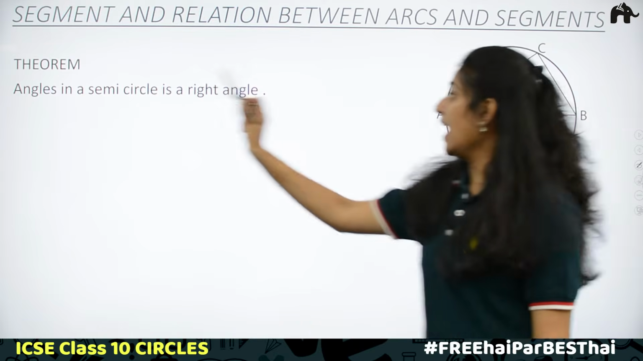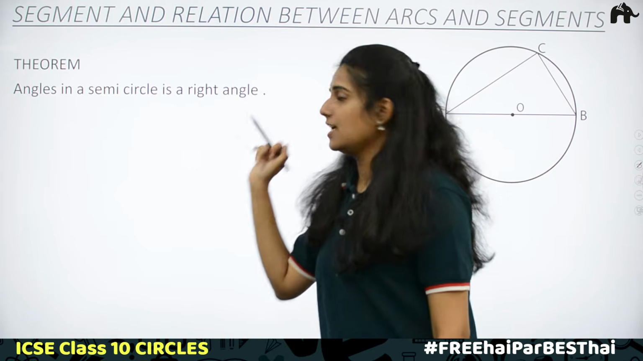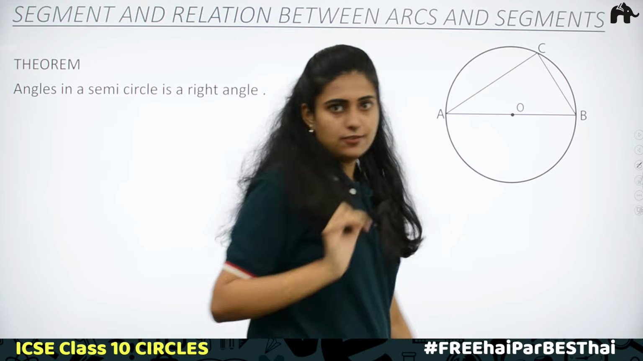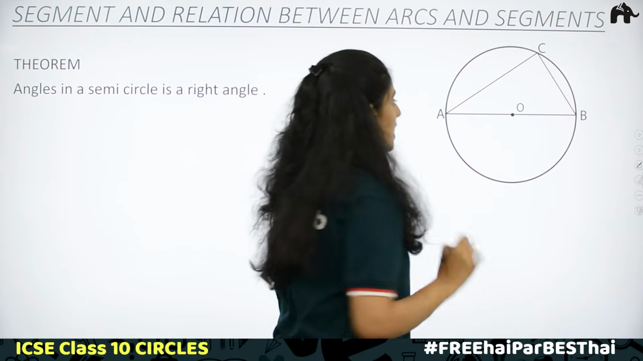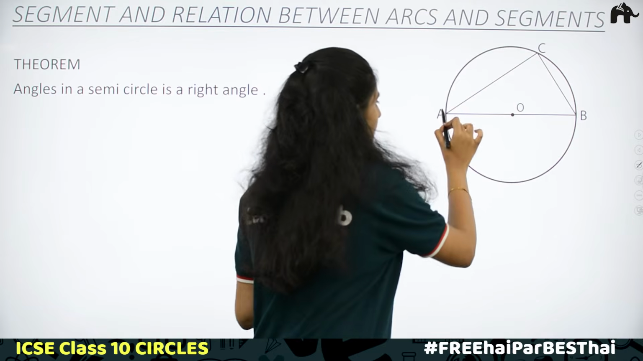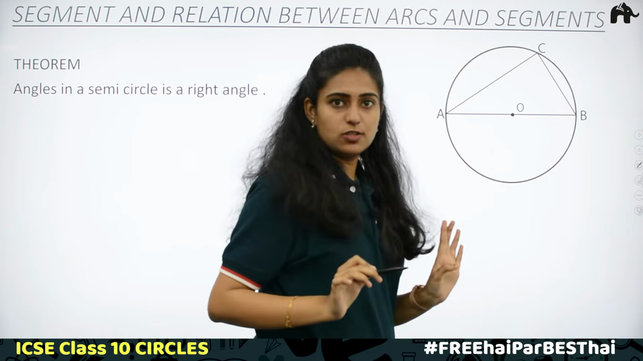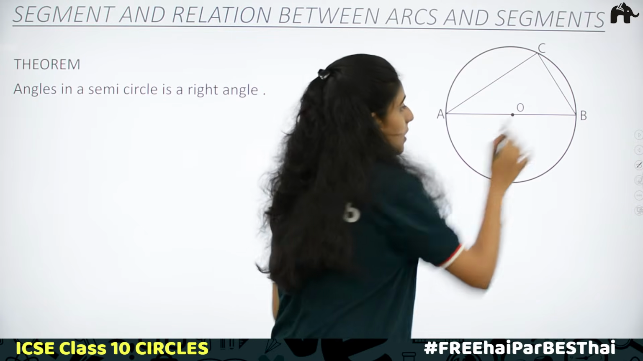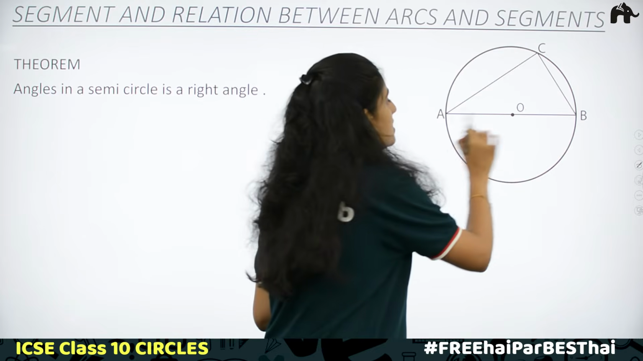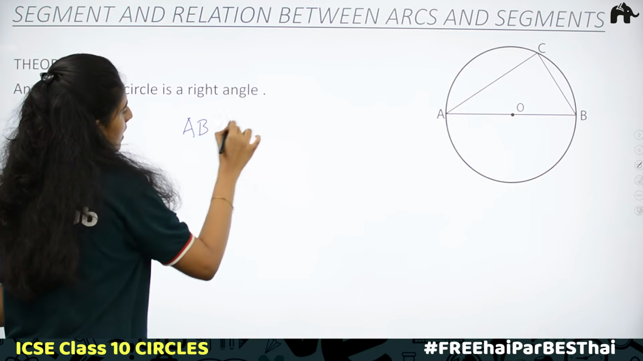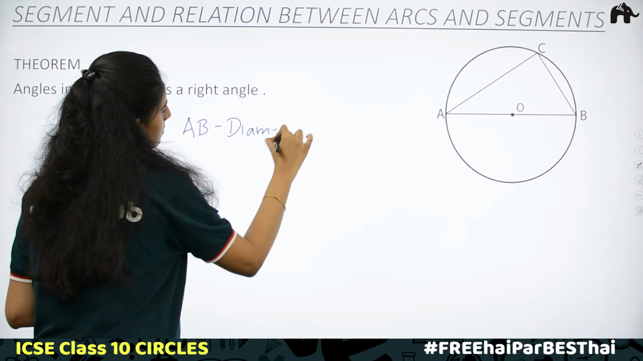Next theorem is: angle in a semicircle is a right angle. How do we get a semicircle? Here O is the center of the circle and AB is a line that is passing through the center of the circle. A is a point on the circle and B is also a point on the circle. Therefore, AB is a chord. What is the peculiarity with AB? AB is a chord that is passing through the center, which means AB is our diameter.